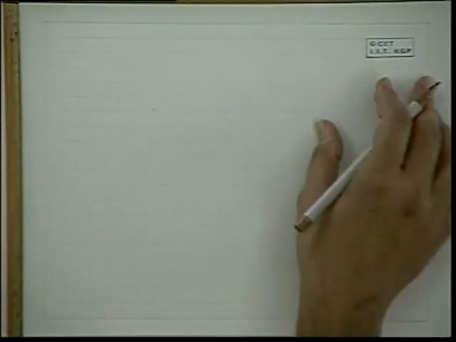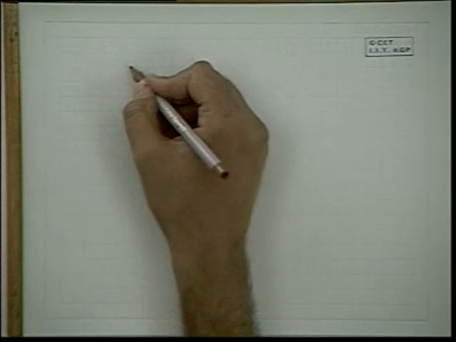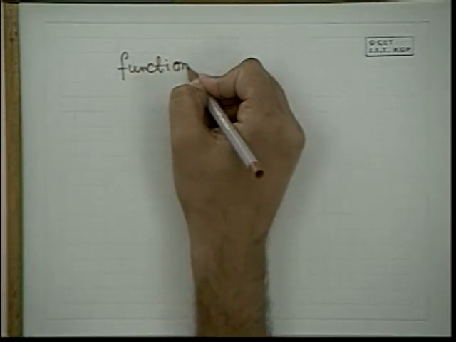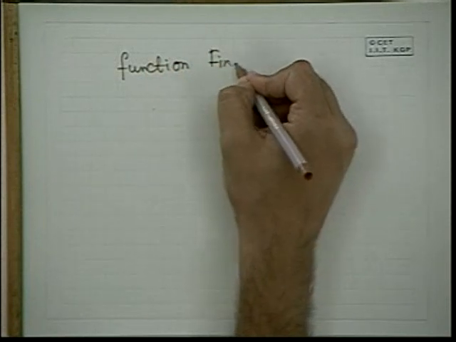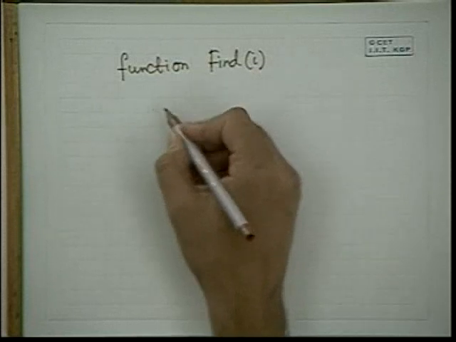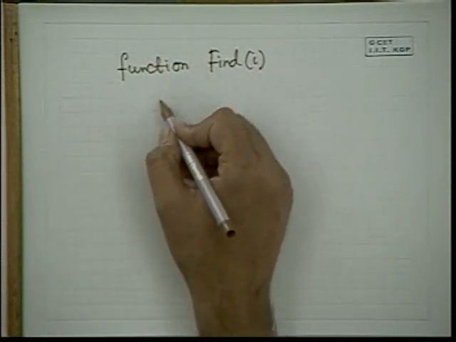Okay. So let me see. So how do we write this function? So function find I. So this is very easy. What should be the code for this?